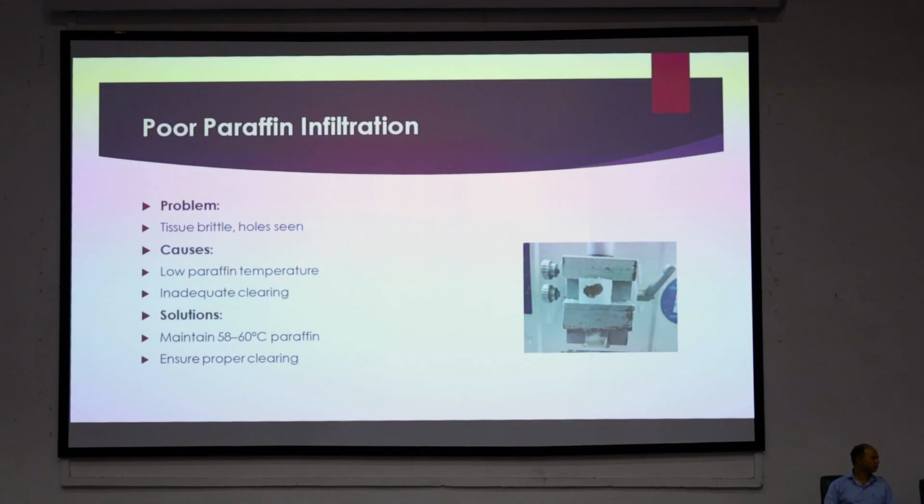Inadequate clearing. What does the clearing do? Clearing makes sure that the wax gets the environment to penetrate the tissue. As wax is not miscible with alcohol, clearing removes alcohol; the xylene removes alcohol. You need to remove alcohol completely to allow proper paraffin infiltration. So here the solution is simple: maintain a 58 to 60 degree paraffin temperature and ensure proper clearing.